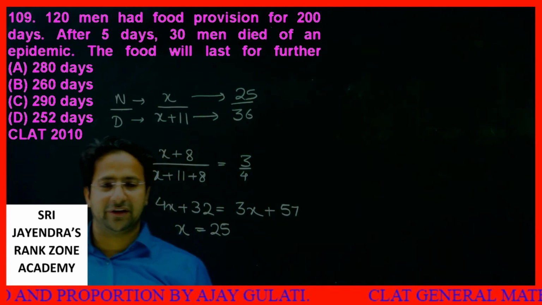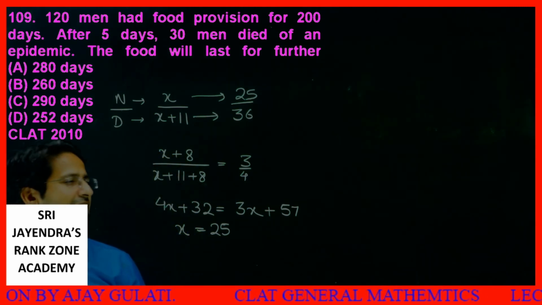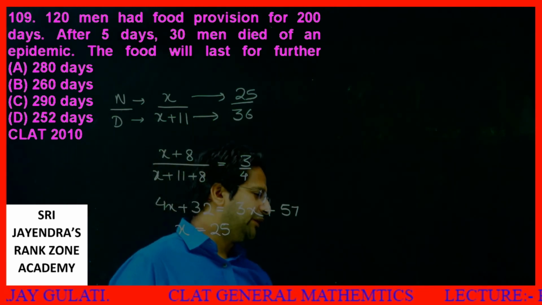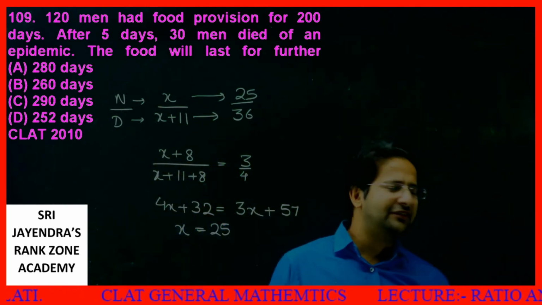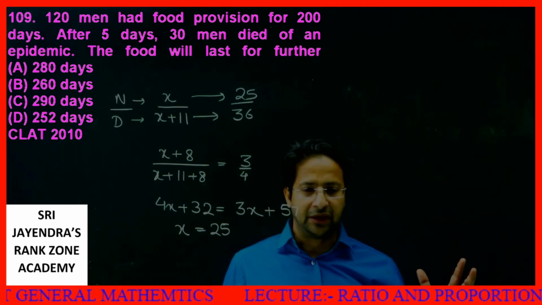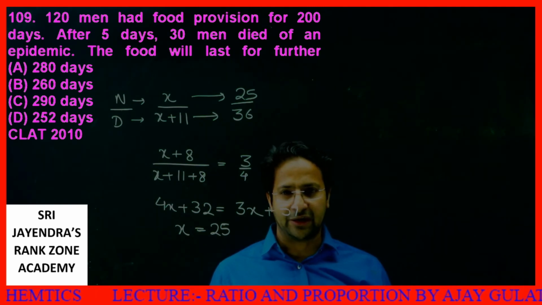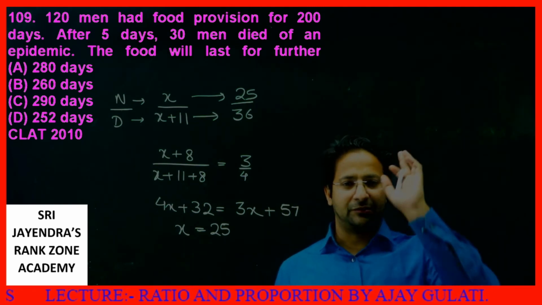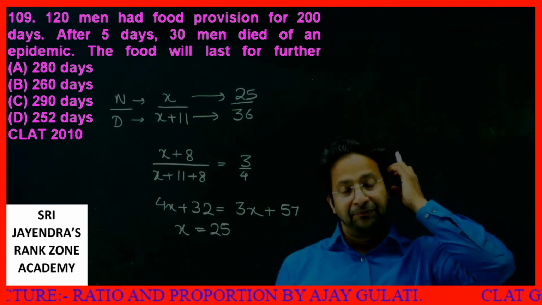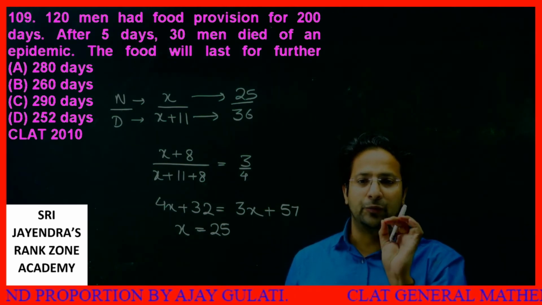Now a very interesting and important question. 120 men had a provision for 200 days. See, what does this thing mean? It means, let's say there's any store where we have food, let's say for a military camp or something like that. 120 men had food provision for 200 days.